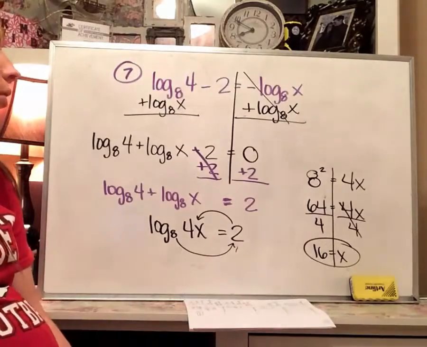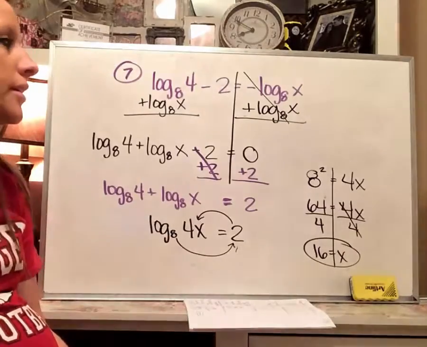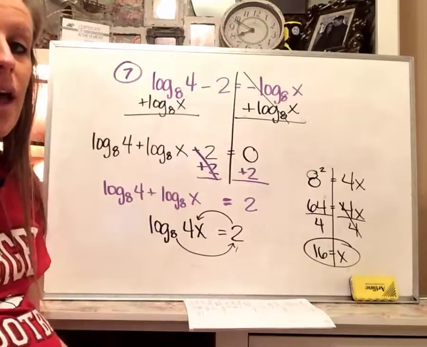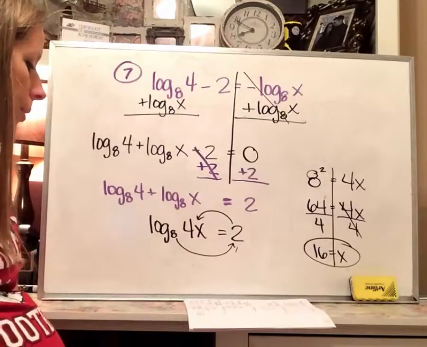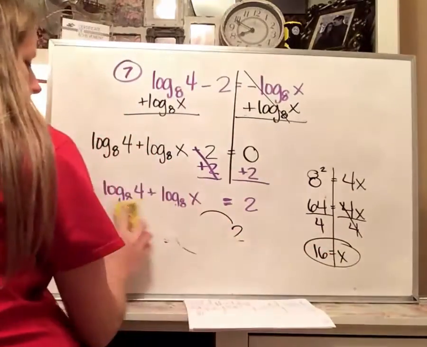So a little bit of strategy here. You want to get your logs on the same side. You want to get the logs by itself on the same side, condense it, and then change to exponential form. So let's try number 8.